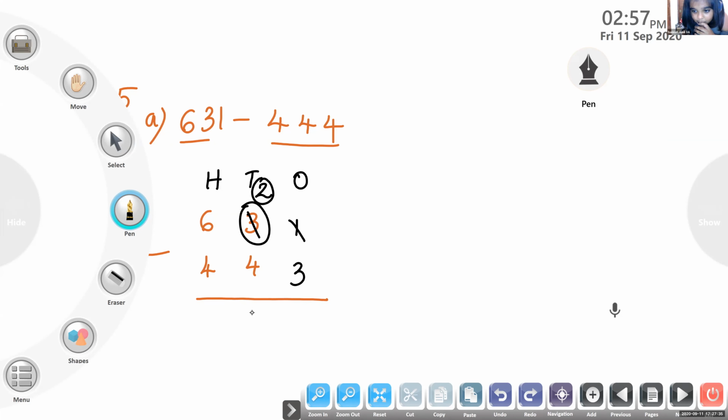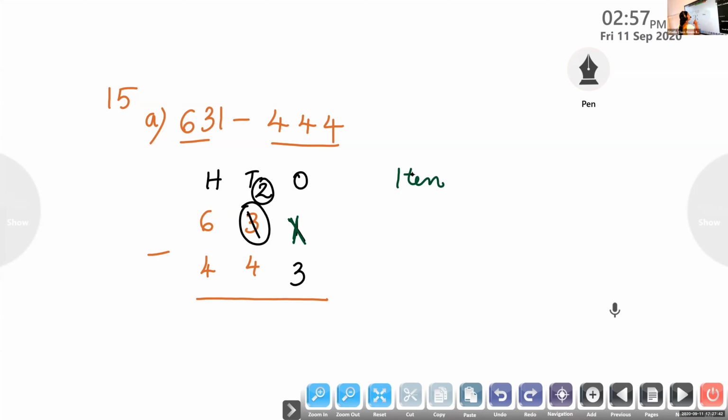In the ones place, we got 1 ten from the tens place, isn't it? We borrowed 1 ten, and we have to add that with this 1 one. Then what will we get? 1 ten plus 1 one is not 2, dear. 10 plus 1, what will we get? 11. We have to write 11.